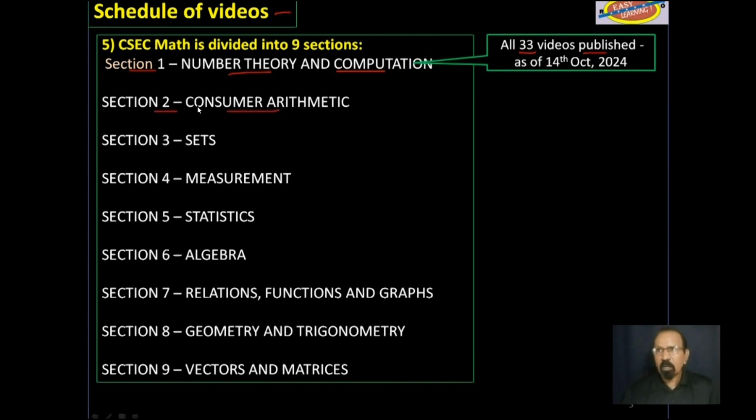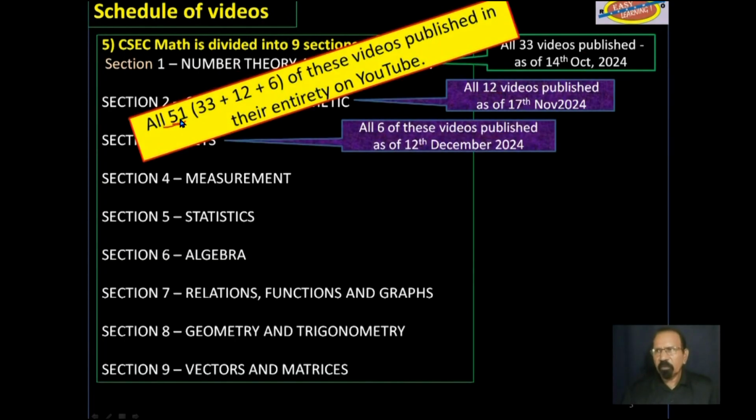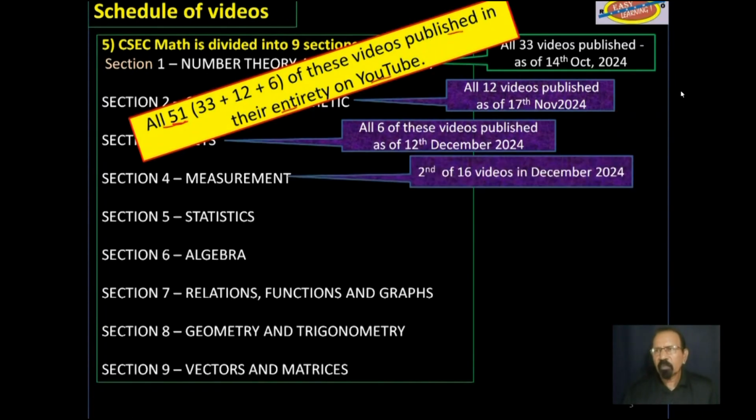Section 2, consumer arithmetic. All 12 of those videos have already been published in their entirety on YouTube. Section 3, sets. All 6 of those videos have already been published in their entirety on YouTube. So all 51 of those videos have been published in their entirety on YouTube. We continue with section 4, measurement.